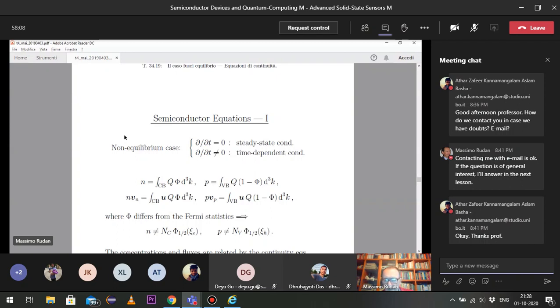If instead the boundary conditions of the problem depend on time, then we do have the time derivatives in the problem, and we have a fully time-dependent non-equilibrium condition. Okay, so we have to split the two subcases, and as we shall see, the steady-state condition is somewhat simpler than the time-dependent condition. For the moment, we stop.